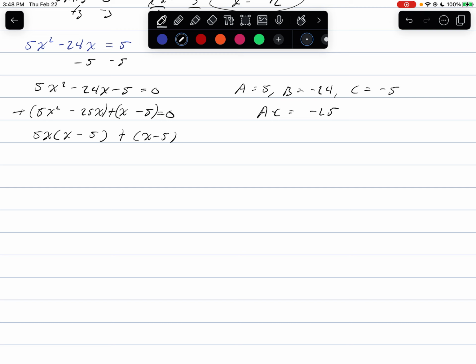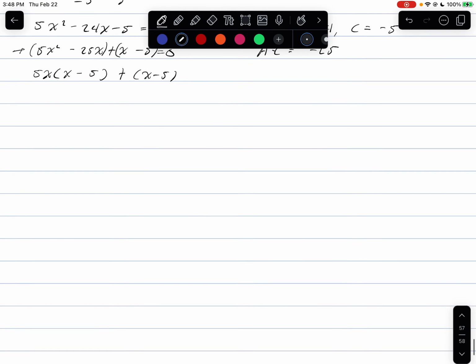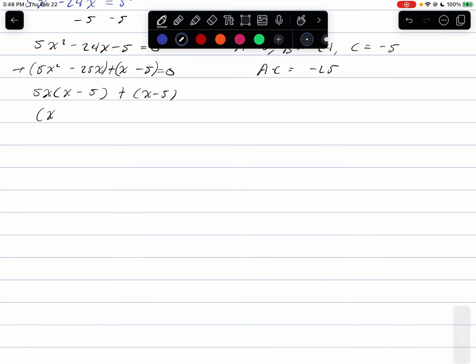And it looks like from here we can factor out an x minus 5. So we're going to end up with x minus 5 times 5x plus 1. And this is equal to 0. So that means we're going to set each of these equal to 0. So we have x minus 5 is equal to 0. We can add 5 to both sides, and we get x is equal to 5.